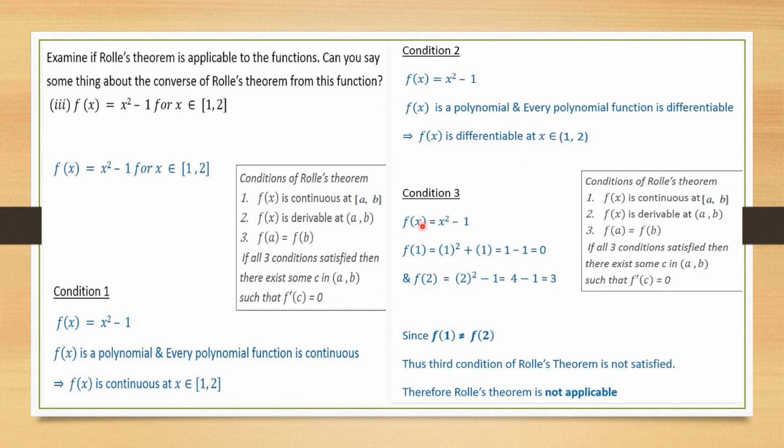Condition number 3 says the values at the endpoints: f(1) is 0 and f(2) is 3. So we find that f(1) and f(2) are not equal. So the third condition of Rolle's theorem is not verified, and that's why Rolle's theorem is not applicable. But in this question, if you understand, Rolle's theorem is not applicable, but it is satisfying all conditions of Lagrange's mean value theorem. So that theorem will be applicable.